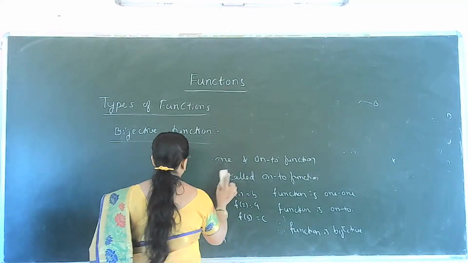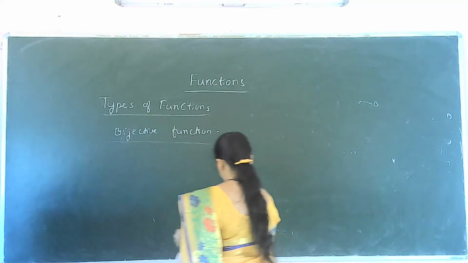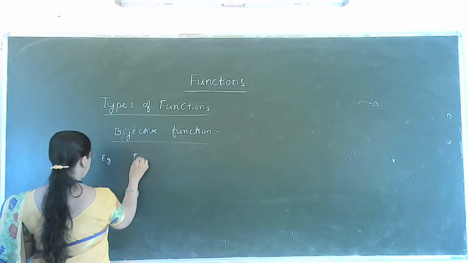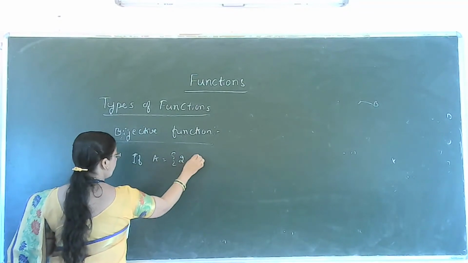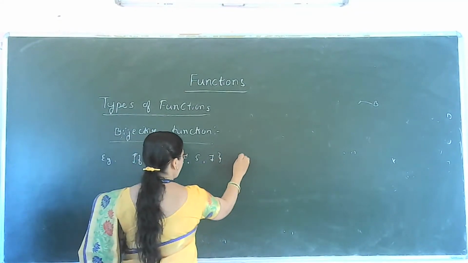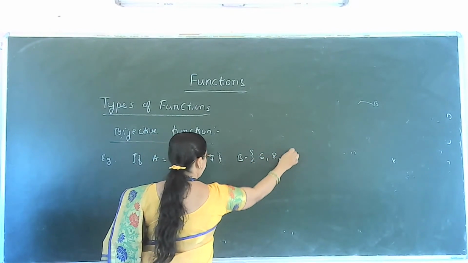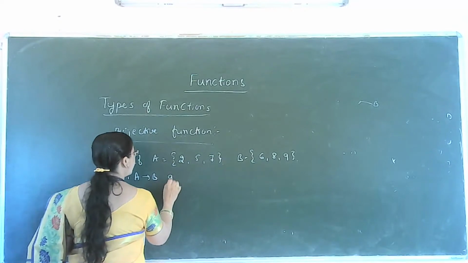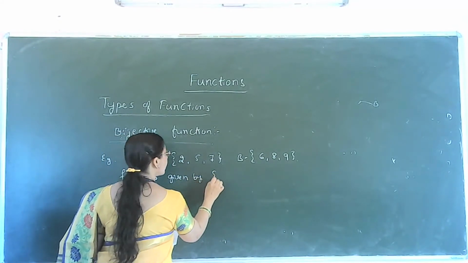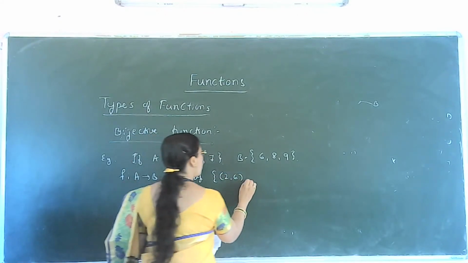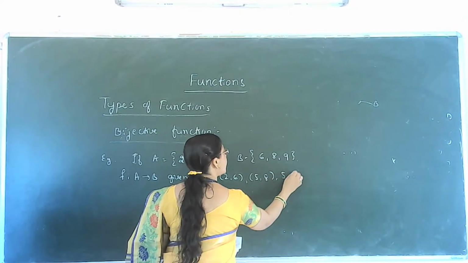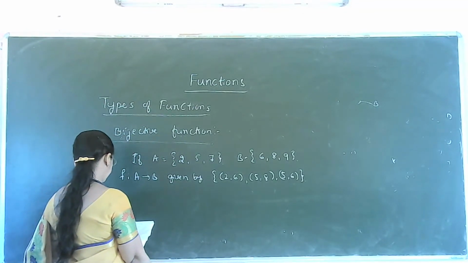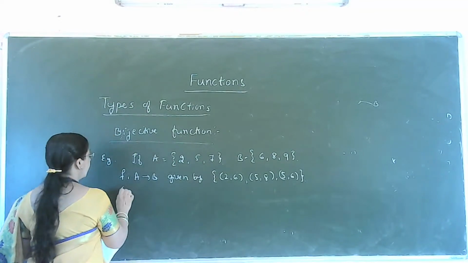We take one example here. If A is equal to {2, 5, 7} and B is equal to {6, 8, 9}, f is a function from A to B given by 2 to 6, 5 to 8 and 5 to 6. Check.